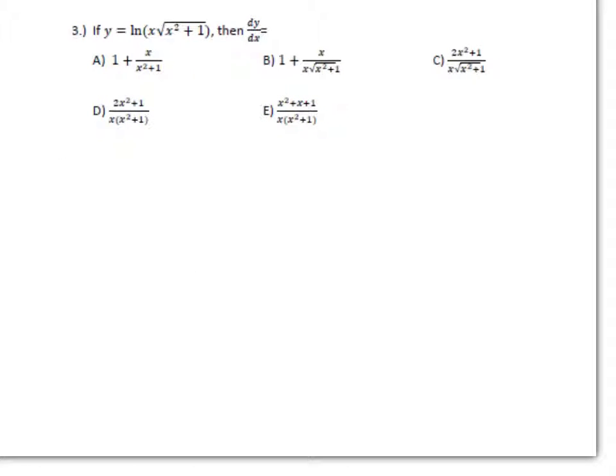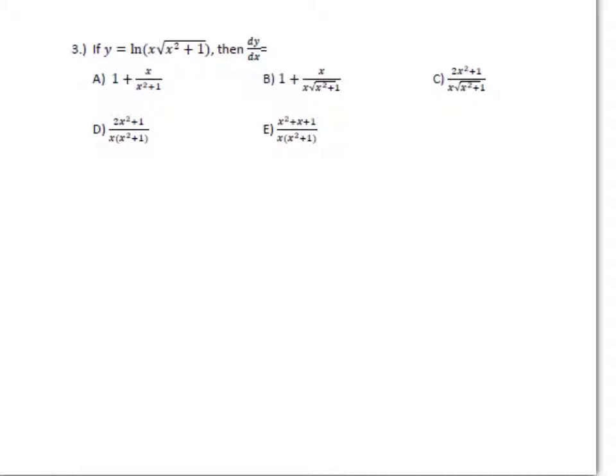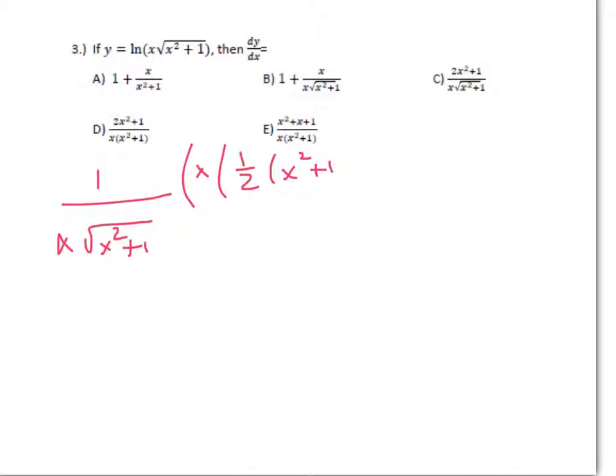Okay, so now we're going to find the derivative of y, which gives us 1 over x square root of x squared plus 1 times our product rule, which we get x times 1/2 of (x squared plus 1) to the negative 1/2 times 2x. There's a chain rule involved there. Plus 1 times the square root of x squared plus 1.